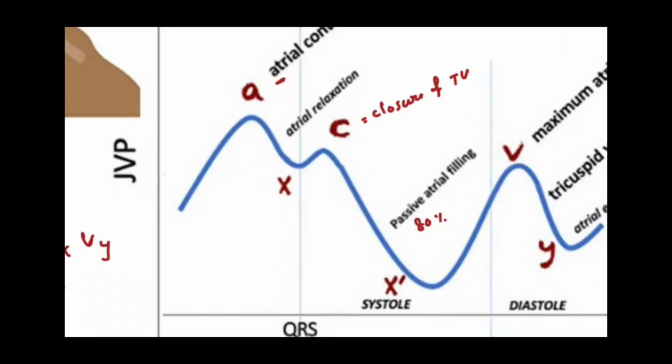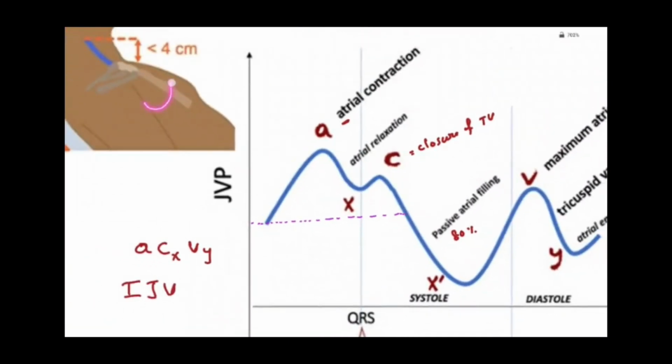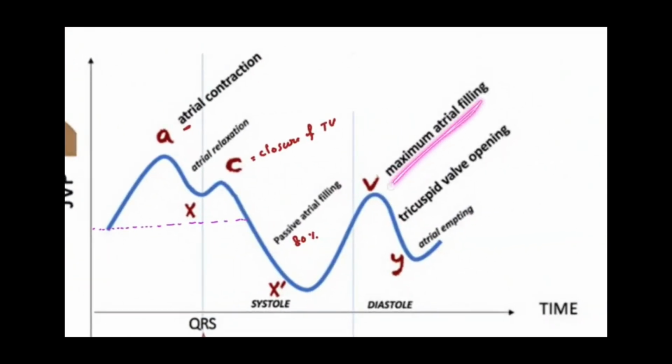So now let's understand this. This is the baseline that we started with, okay. So now what happens? From here, the blood is passively filling and this descent has happened. And now after passive filling, there comes a point where the atria doesn't have any space. Whatever amount of blood is coming, it will flow backwards. So slowly it will start creating this ascent, and that V wave is created, which indicates maximum atrial filling has occurred.